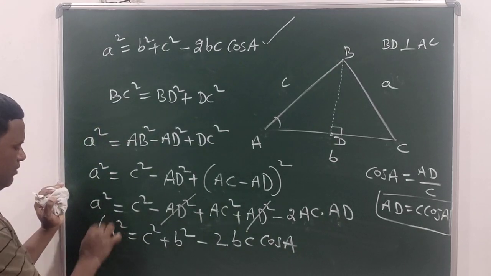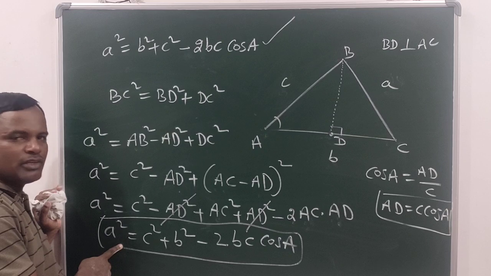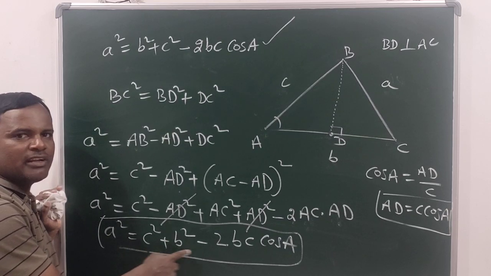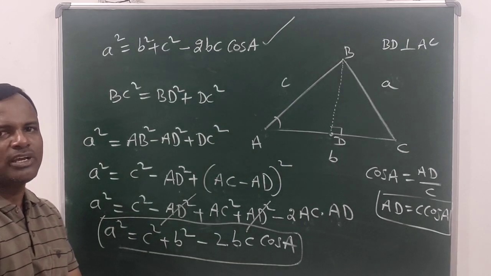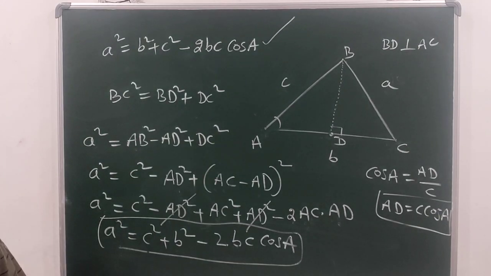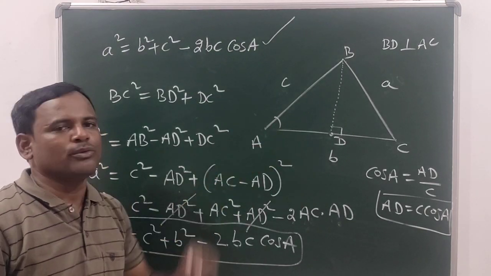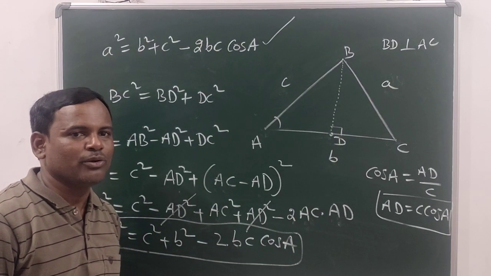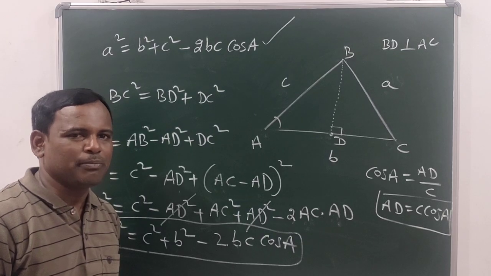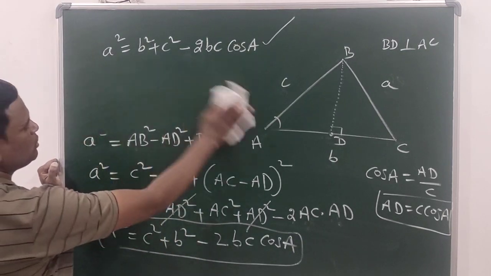Okay. Now we have got our required cosine rule. a square is equal to c square plus b square minus 2bc cos A. Okay. Right. And this is the proof of the cosine rule when angle A is acute. Every time angle A need not be acute, no. It may be a right angle, it may be obtuse. If it is a right angle, how do we get it? Okay, I will show you.